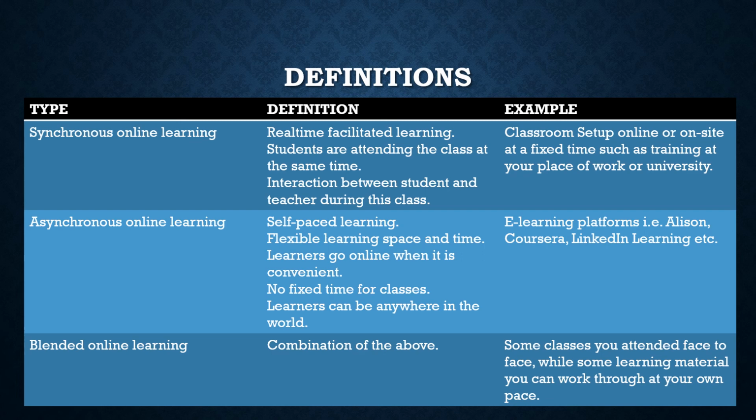With asynchronous online learning, it's self-paced learning. So you choose the time and the space. You can go online when it's convenient. There's no fixed time for classes, and the learners can be anywhere in the world. This is almost like e-learning platforms such as Alison, Coursera, LinkedIn Learning, just to list a few.